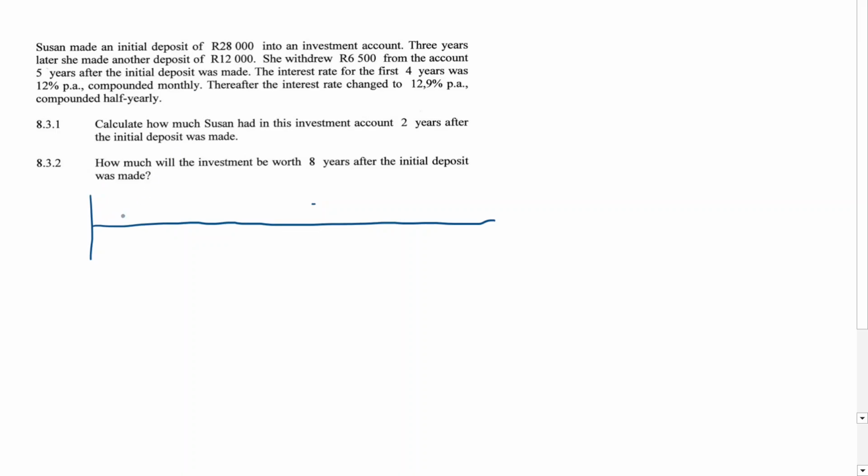So Susan made an initial deposit. So she's putting 28,000 into the bank. 3 years later, she made another deposit. So times 3. She made another deposit of 12,000 Rand. She withdrew 6,500 from the account 5 years after the initial deposit.